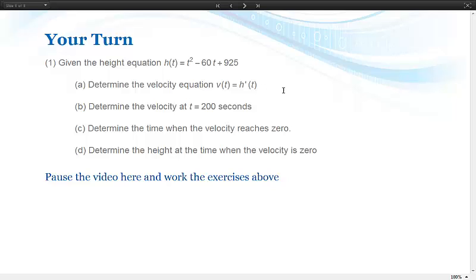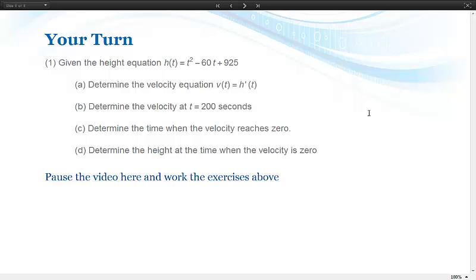That's going to be solving h prime of t equals 0 for t. That's not plugging t equals 0 in. That's right, we want to find the t that gives h prime of t equals 0. And then determine the height at the time when the velocity is 0. That is, use the t you found in step 3 to figure out what the height is by plugging that back into the height equation.